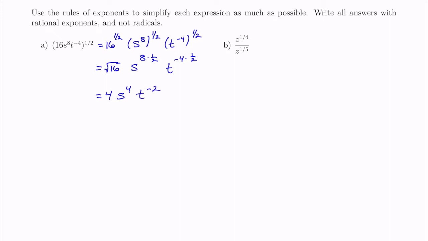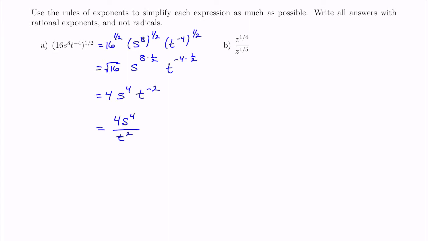In the directions, it does not specify whether we can finish with or without negative exponents, and as such I will err on the side of caution and rewrite that t to the negative 2 without a negative exponent. Remembering that a negative exponent means this factor belongs on the other side of the fraction, and that negative 2 only applies to the t, only the t squared will move to the denominator. So this will leave us with 4s to the 4th in the numerator and a t squared in the denominator.